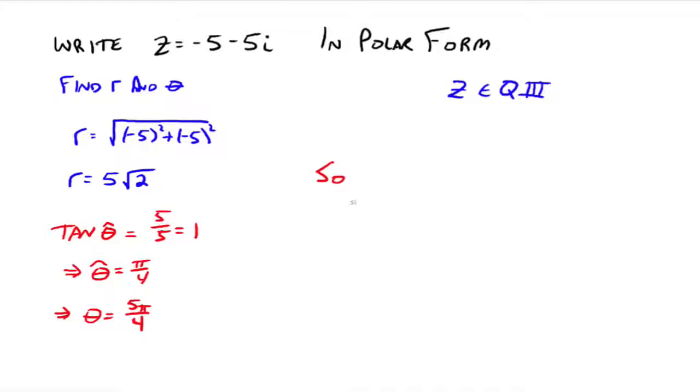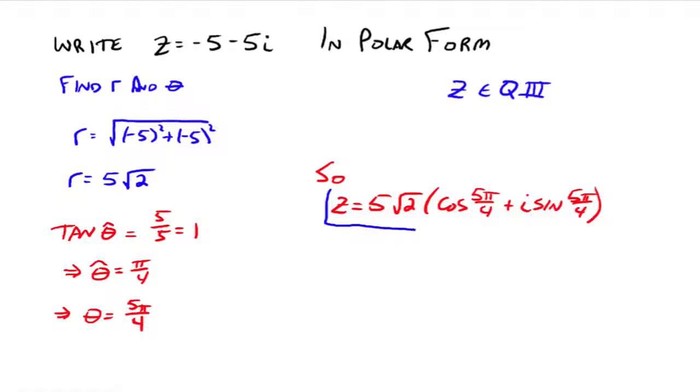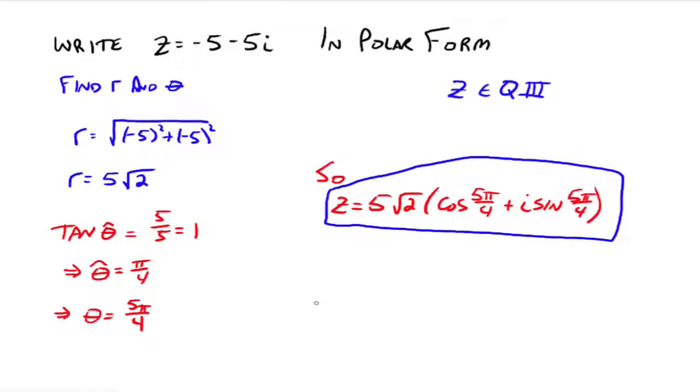So z is equal to 5 square root of 2, that's r, times the cosine of 5 pi over 4 plus i sine 5 pi over 4. And that is the trigonometric form, or the polar form, of the complex number. Now you might be thinking, big deal, that looks worse than the negative 5 minus 5i. And while I agree it looks worse, it can be easier to play with. Okay, we'll get to that a little bit later.